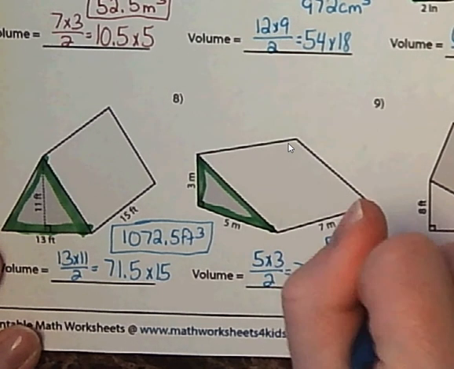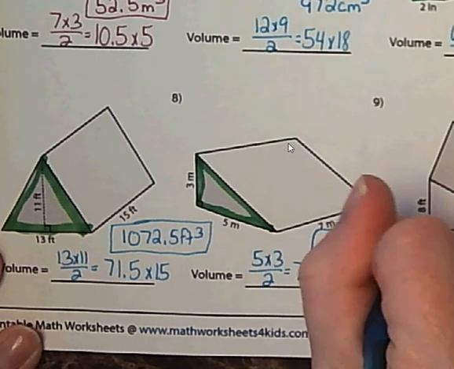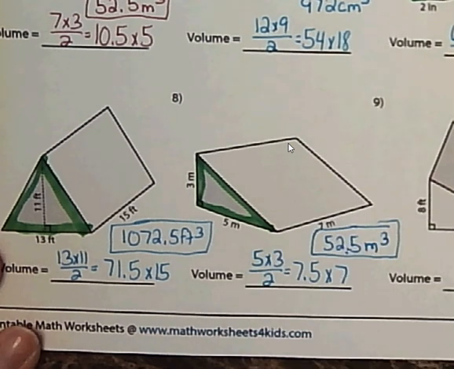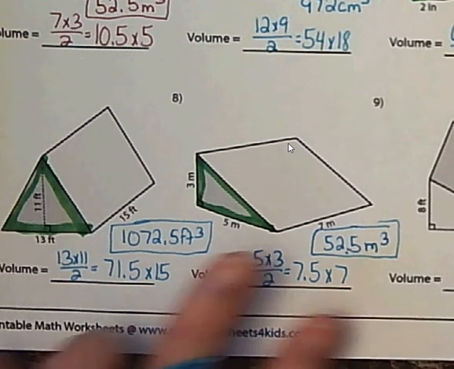7.5 times 7, which would be 52.5 meters cubed. Okay, 52.5 meters cubed. And the last one, number 9.